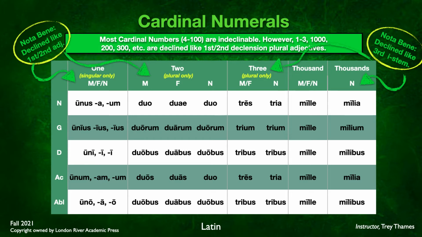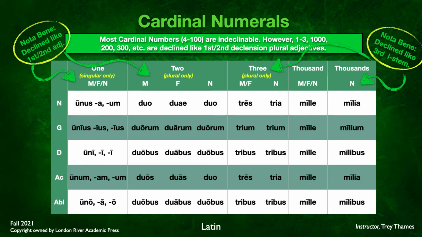We have the -ia in nominative plural. Then -ium, -ibus, -ia. Again, neuter rule: whatever's in the nominative needs to be in the accusative. So -ia, -ium, -ibus, -ia. That gives us tres, tria, trium, trium, tribus, tribus, tres, tria, tribus, tribus.